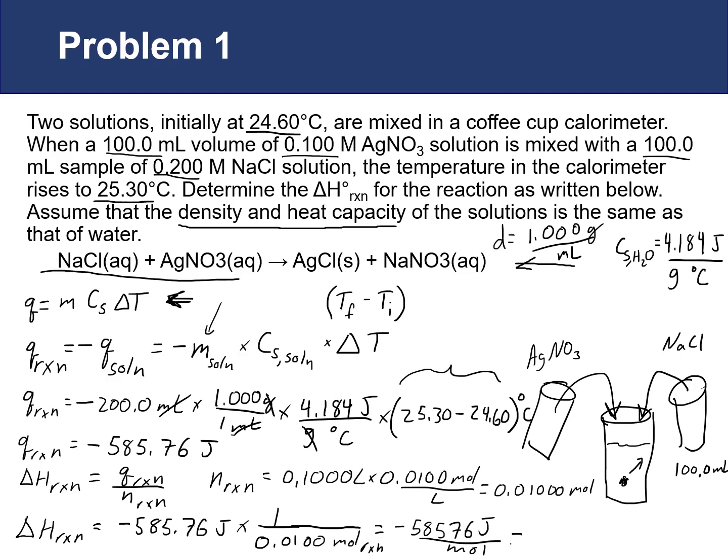This then comes out to be, we can convert it to kilojoules and do our significant figures. The value on the bottom, our moles, has 3 significant figures. Our temperature and our heat is going to end up having 3 significant figures because our subtraction here is going to end up having 3 significant figures. So our end value would be negative 58.5 kilojoules per mole.